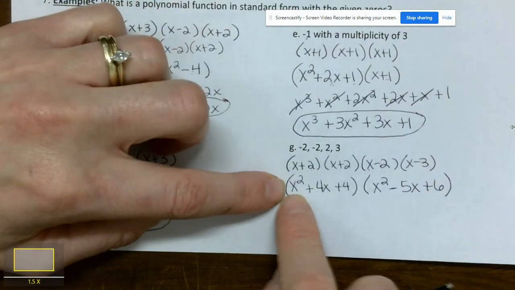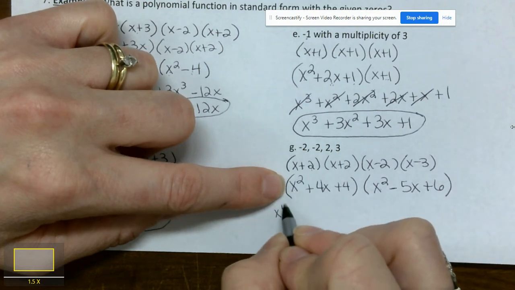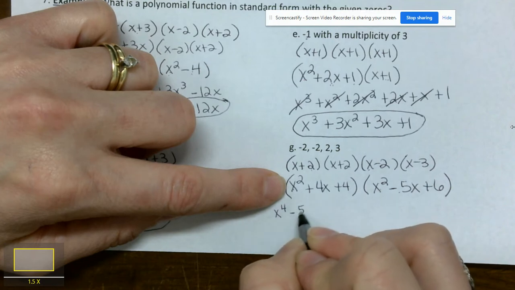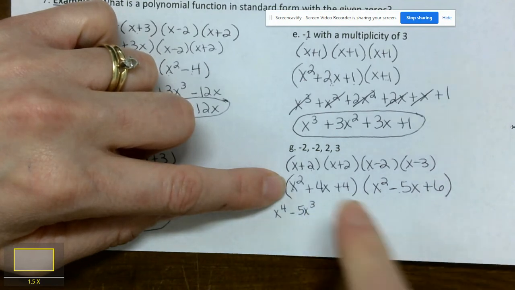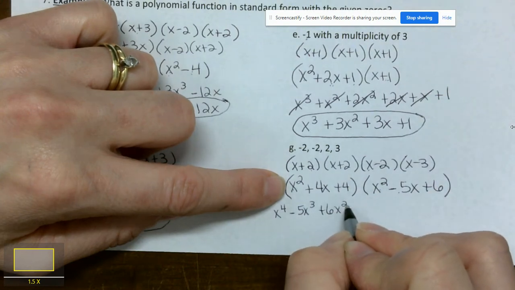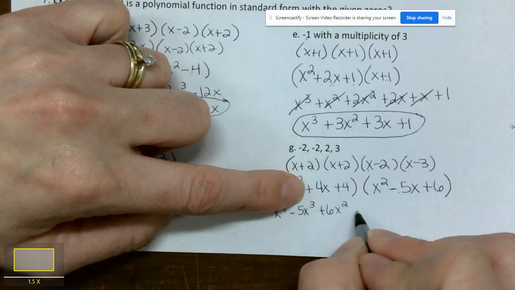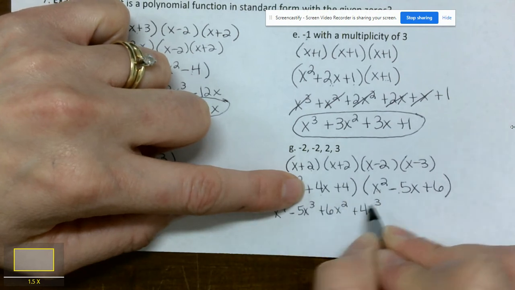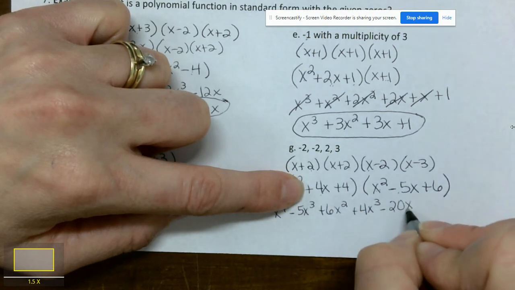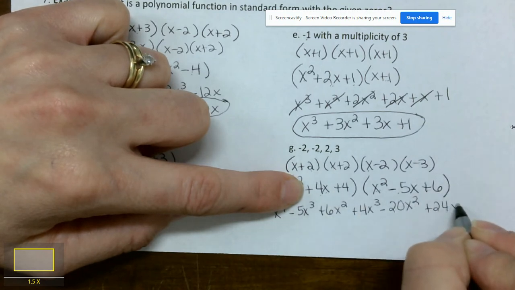So I'm going to start with the x squared and multiply it by each of these. X squared times x squared is x to the 4th. X squared times negative 5x is negative 5x cubed. X squared times 6 is plus 6x squared. Okay, now I'm going to move to the 4x and multiply it by each of these. 4x times x is 4x cubed. 4x times negative 5x is negative 20x squared. 4x times 6 is positive 24x.